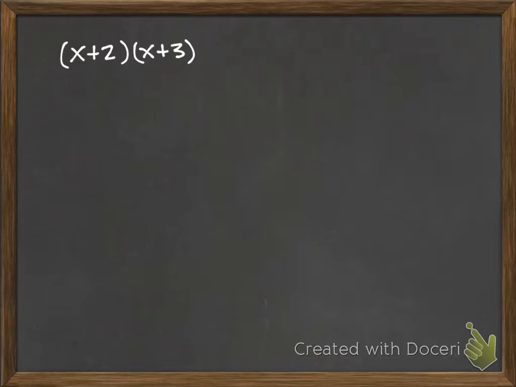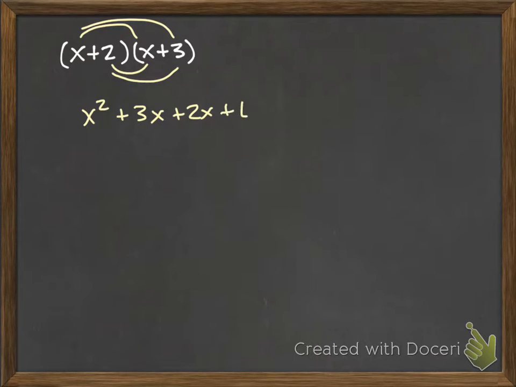We're foiling. We have x times x gives us x squared. X times 3 gives us plus 3x. 2 times x gives us plus 2x. And then plus 2 times 3 is 6. We combine our like terms, which are these two. So this just gives us x squared plus 5x plus 6. That's no big deal. You already know how to do it, and you're just like, this is boring. Why is there a video?